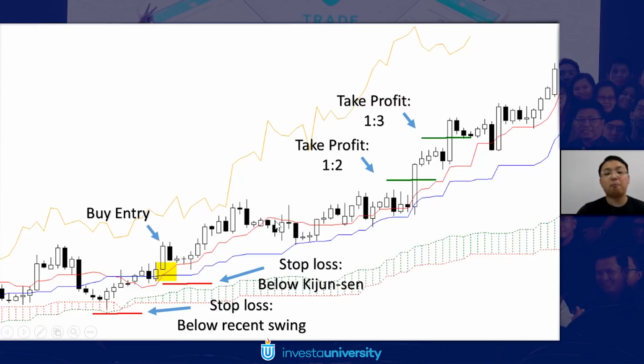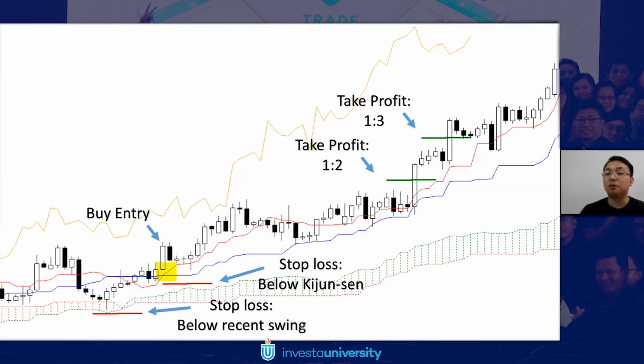Now, your stop loss can be placed in different areas. Number one, pwede yung below your Kijun Sen, as you saw here earlier. Number two, your stop loss can be below the cloud. Or number three, it can be below the recent swing low. In this example, pareho yung natin doon sa below the cloud. So they gave us roughly the same level, so we have a stop loss there.